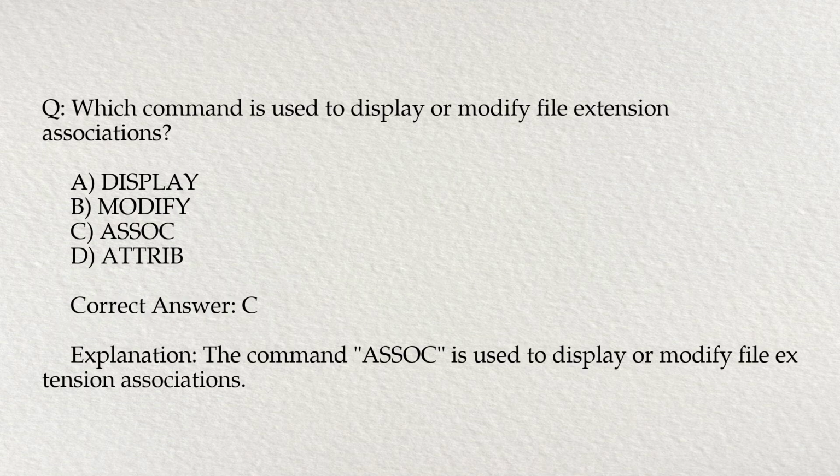Q, which command is used to display or modify file extension associations? A. Display. B. Modify. C. Assoc. D. Attrib. Correct answer, C. Explanation: The command assoc is used to display or modify file extension associations.